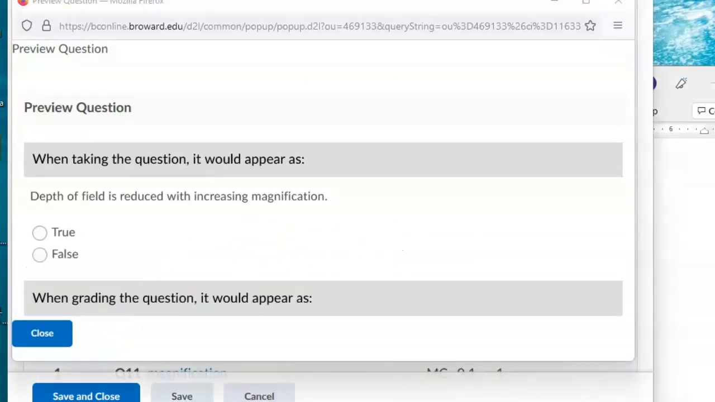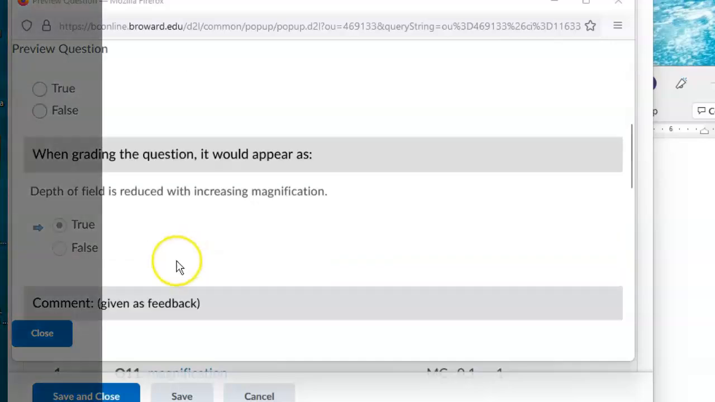Okay, next question. Depth of field is reduced with increasing magnification. I'm going to stop so you can think about the answer. Okay, so depth of field is reduced with increasing magnification. This is basically a concept. What happens is when you increase the magnification, the depth of field is reduced. How deep you can see is going to be less when you increase the magnification. The answer should be true. And there you go.